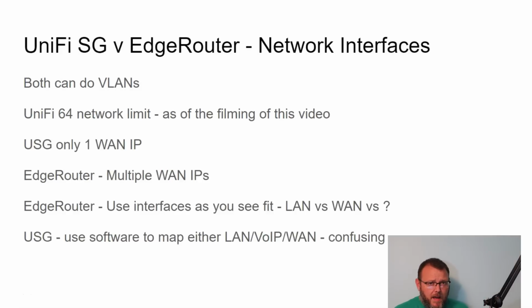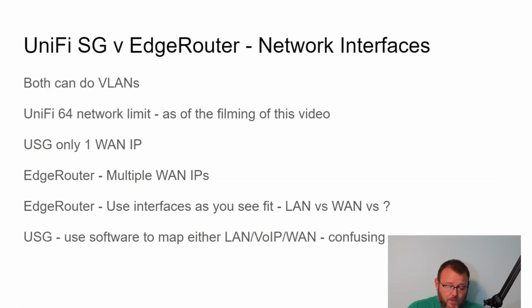All right, so let's talk about the UniFi security gateway versus the EdgeRouter, and let's talk about network interfaces, right? So they can both do VLANs. UniFi has a 64 network limit. As of the filming of this video, you can only create 64 networks in UniFi, and then it freaks out on you, tells you can't create any more networks. The USG can only have one WAN IP. The EdgeRouter can have multiple WAN IPs. I have several of these routers out there that have hundreds of IPs on the WAN interfaces.